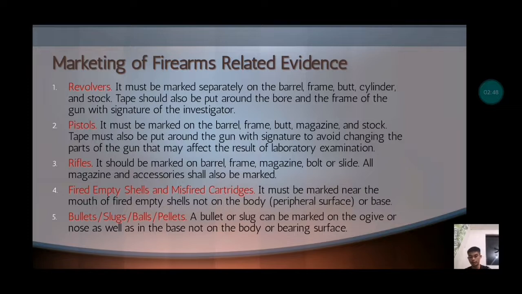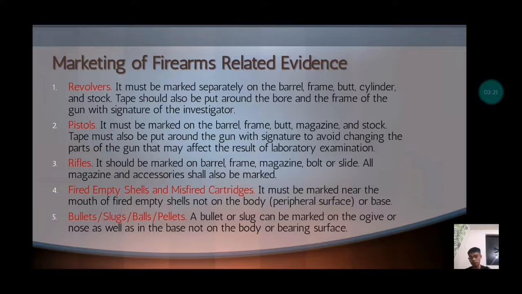Next is marking of firearms related evidence. Number one is revolvers. It must be marked separately on the barrel, frame, butt, cylinder, and stock. Tape should also be put around the bore and frame of the gun with the signature of the investigator.